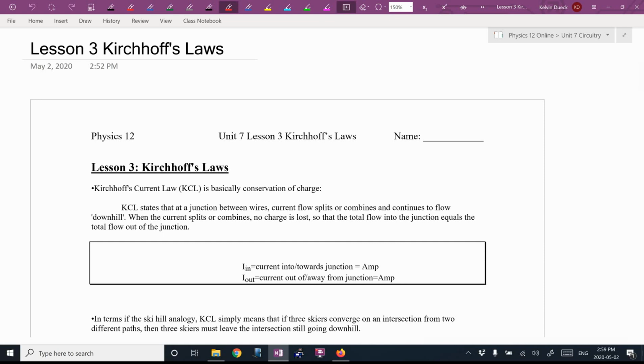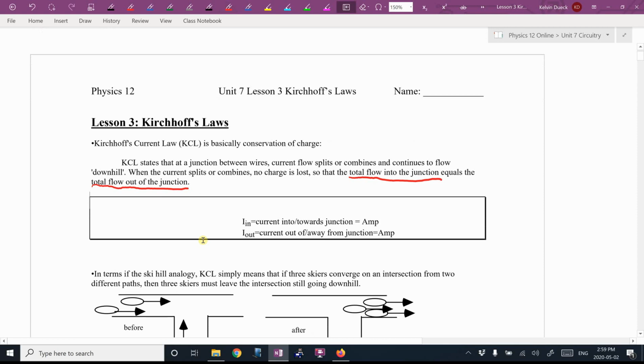A ski hill can't operate if skiers go missing. It states that at a junction between wires, current flow splits or combines and continues to flow downhill. When the current splits or combines, no charge is lost, so the total flow into the junction equals the total flow out of the junction. Now that seems terribly confusing and wordy. I'm going to write it mathematically in a second, but it's easier if I just do an example here.